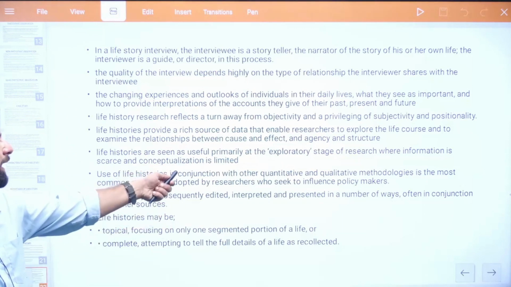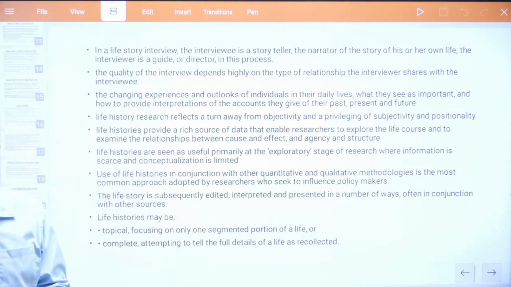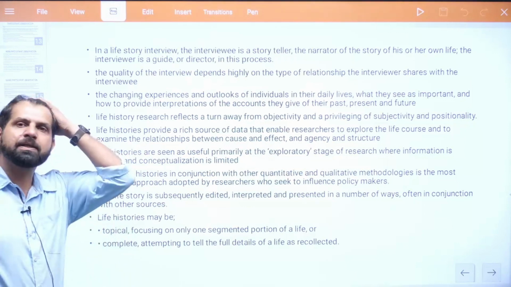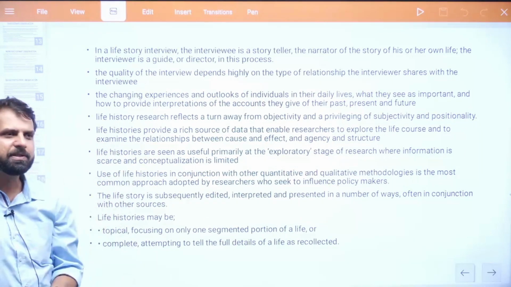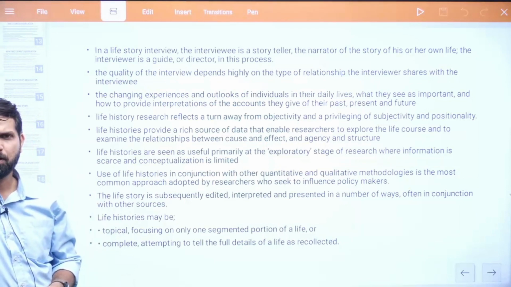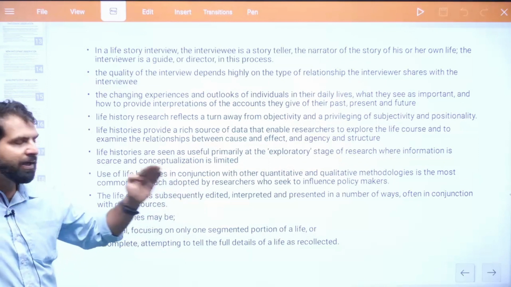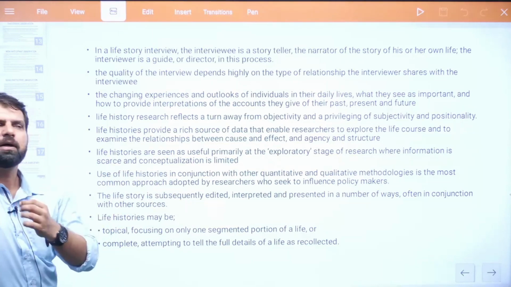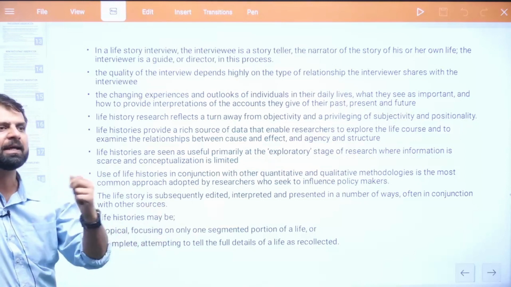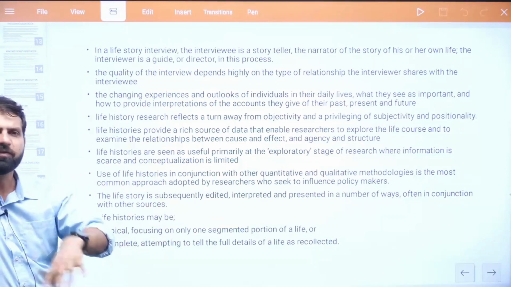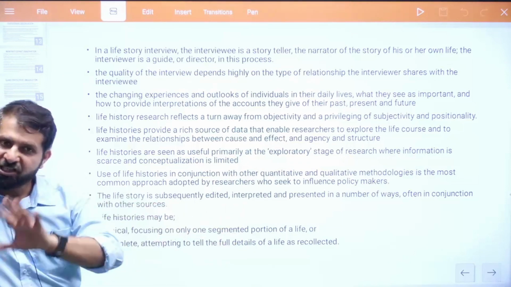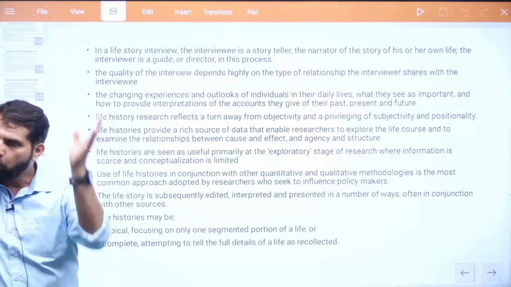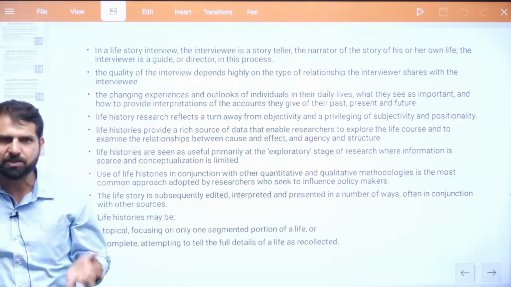Now, life histories are useful at the exploratory stage of research, when information is scarce and conceptualization is limited. If you go to a field, you want to understand people's experiences, the basics of that community, how people have lived there, and you don't have enough data. You call an individual to tell their life history. During it, he will tell you so much, if he is older in age: who the tribal chiefs were, how the political system evolved, how the colonial people came, what the impact on harvests was, how festivals were made. All that will be told to you.